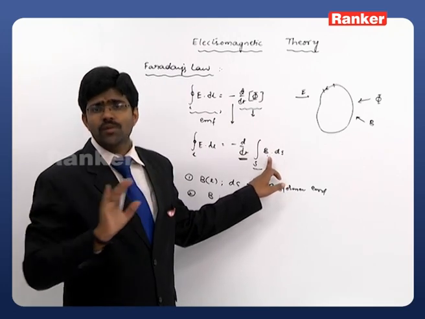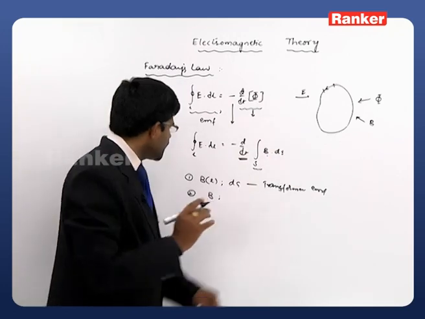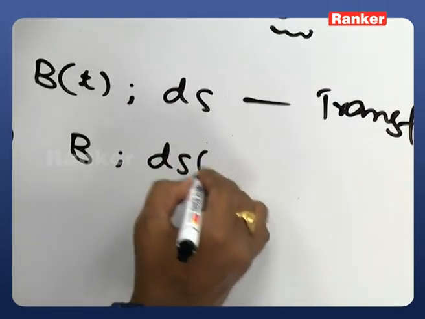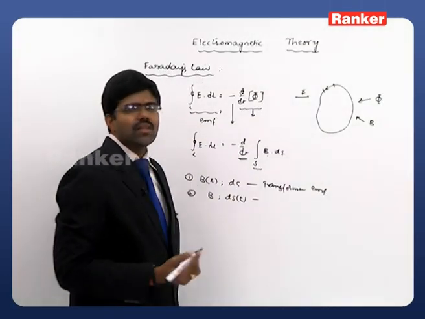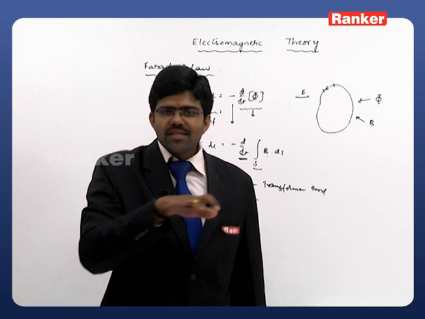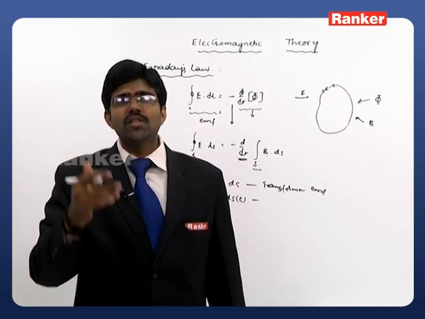Static means it is not varying with respect to time, and ds is a function of time. What do you mean by ds is a function of time? The cross sectional area we are considering is varying with respect to time.